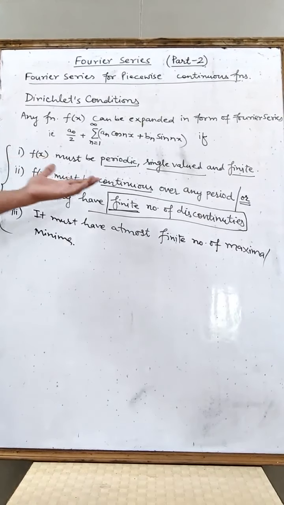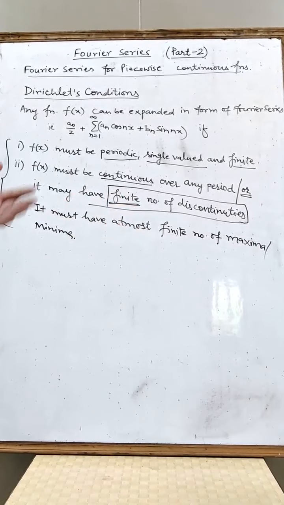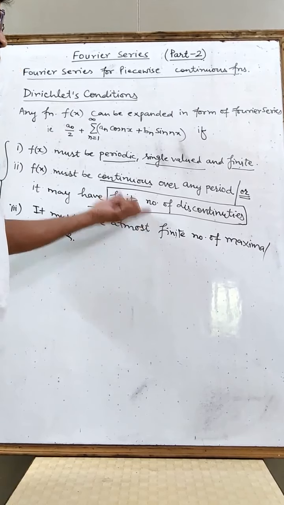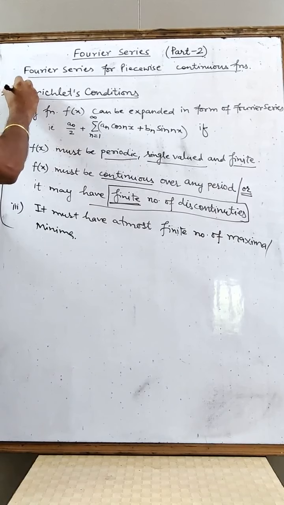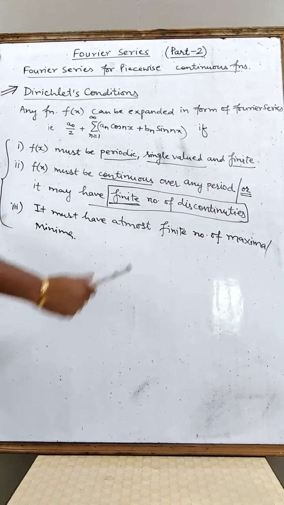So, if the function is continuous throughout the period, then we discuss how we can find the Fourier series expansion of the function. Again, if the function is not continuous, it has some finite number of discontinuities over the period, that we call a piecewise continuous function. Even then, we can find the Fourier series expansion of the function. So students, you have to keep in mind, either the function is continuous throughout or it is piecewise continuous. In both situations, we can find the Fourier series expansion of that function.